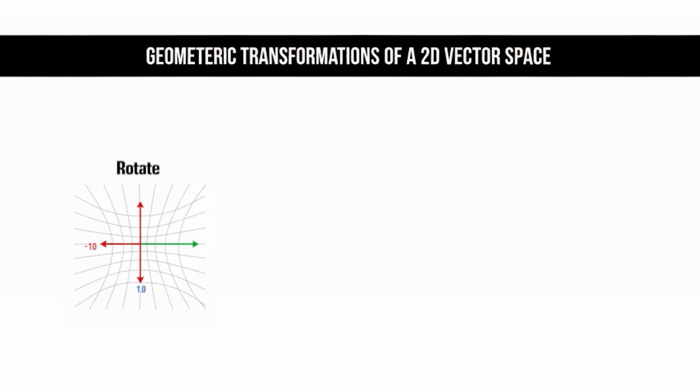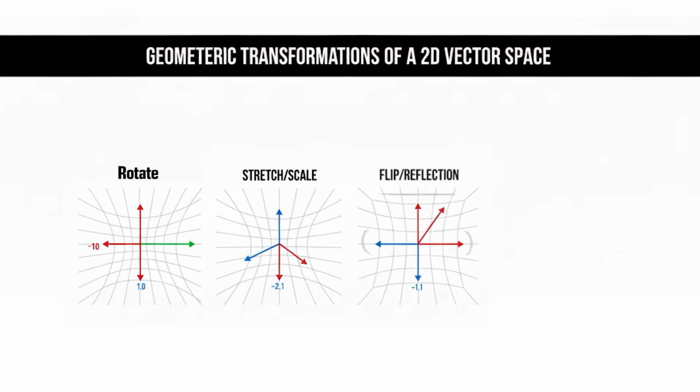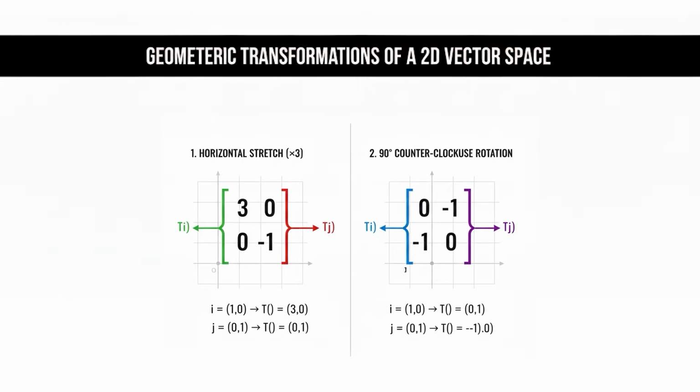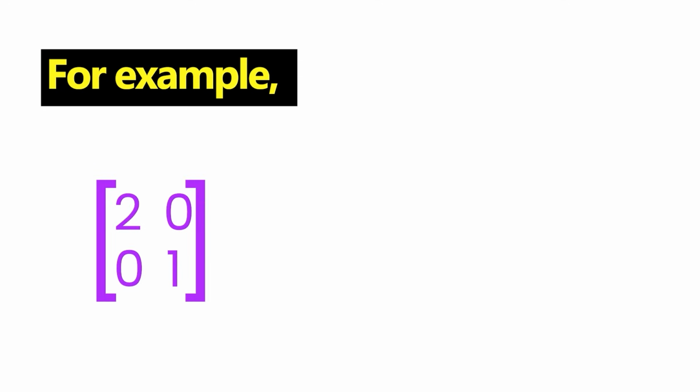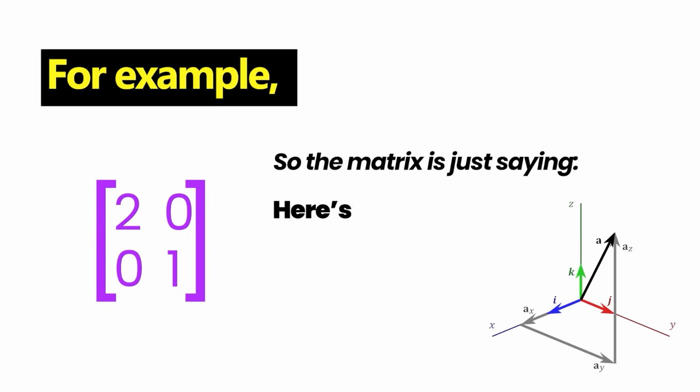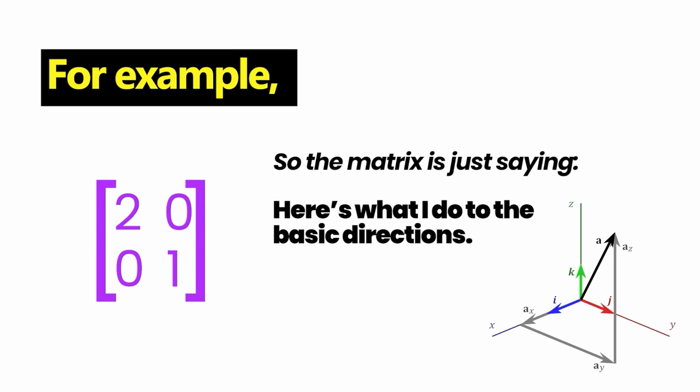Geometrically, a matrix can rotate the space, stretch it, flip it, squish it, or do combinations of these. Each column of the matrix shows where your basis vectors go after the transformation. For example, if the first column is 2, 0, and the second is 0, 1, then e_1 gets doubled, e_2 stays the same. So the matrix is just saying, here's what I do to the basic directions.